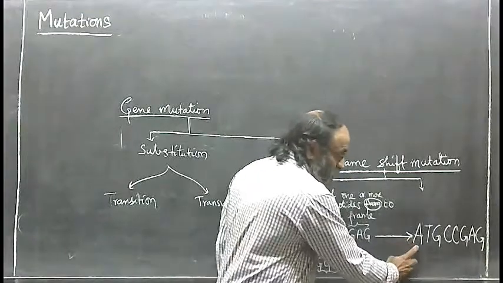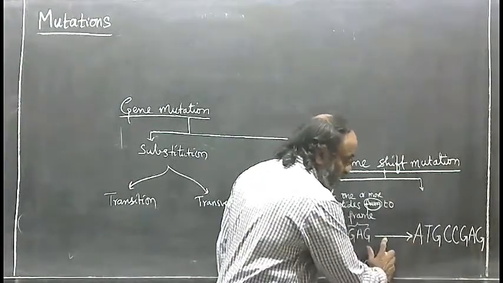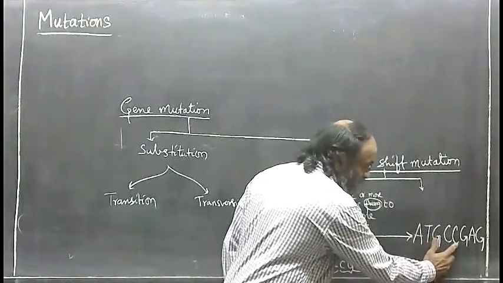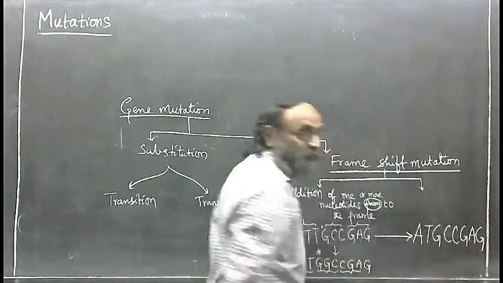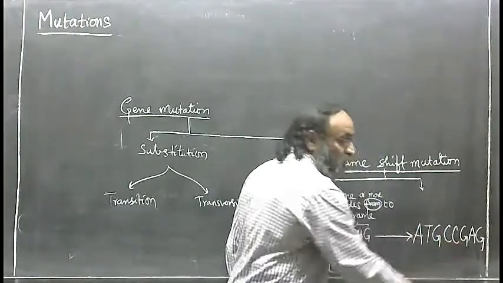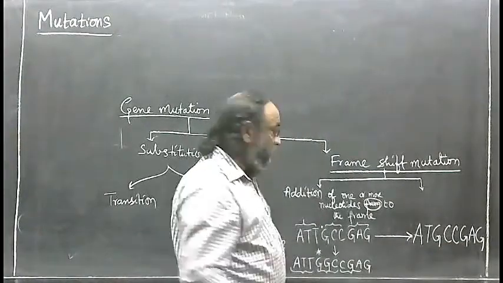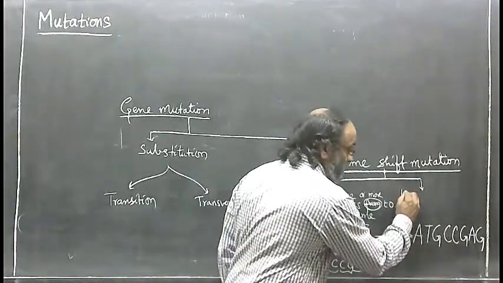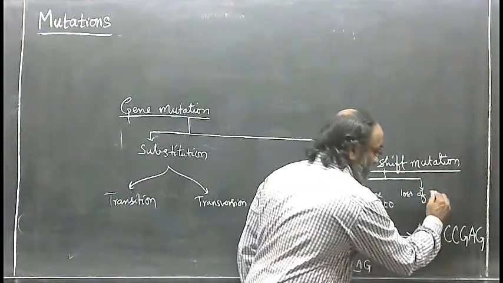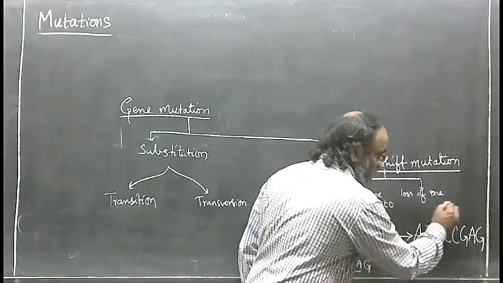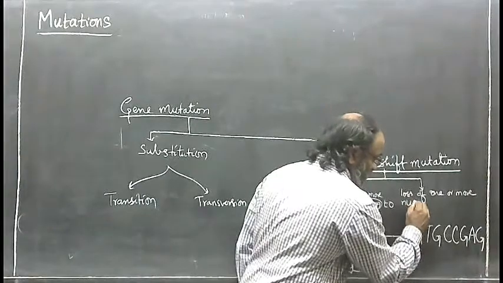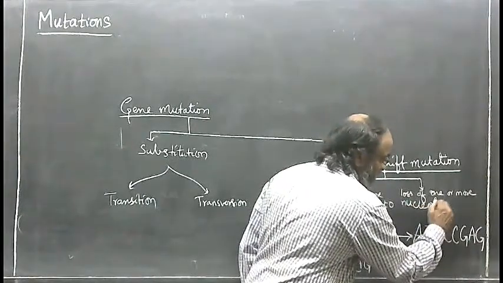Now, count the number of nucleotides after mutation. 1, 2, 3, 4, 5, 6, 7, 8. Here there are 9 nucleotides. Here there are 8 nucleotides. That means there is loss of 1, of course in this case, or more nucleotides from the frame.